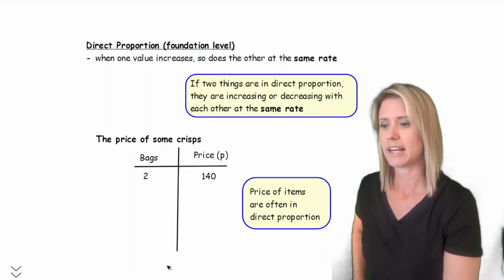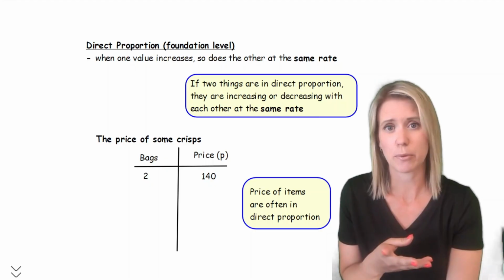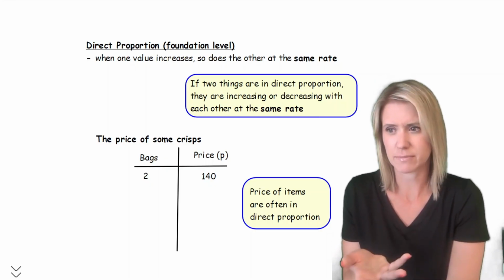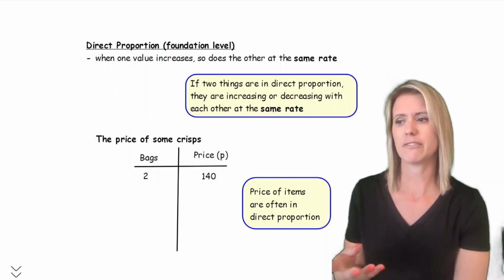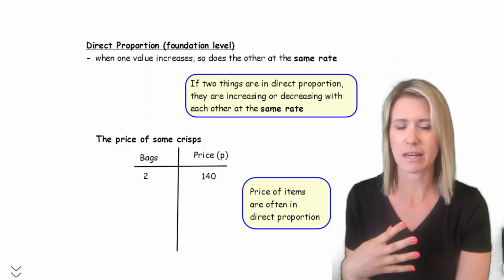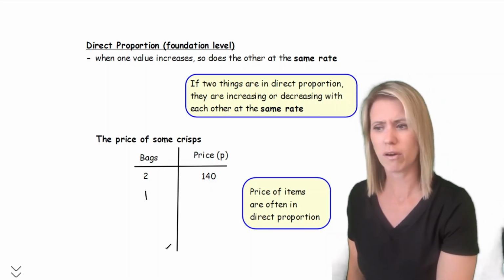So when one value increases, so does the other at the same rate. And that's what direct proportion means. It's often used for the price, the cost of items. For example, if you have crisps, if 2 bags is £1.40, I'm just going to leave it in pence for ease, it's 140 pence. What would the price of 1 bag be?